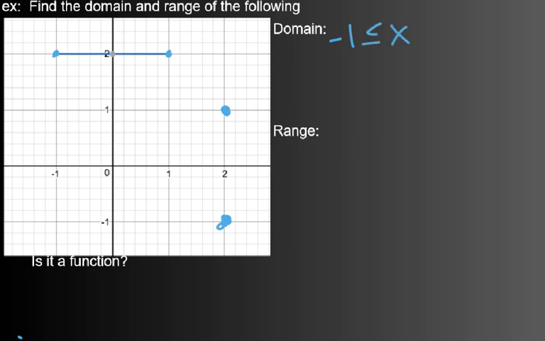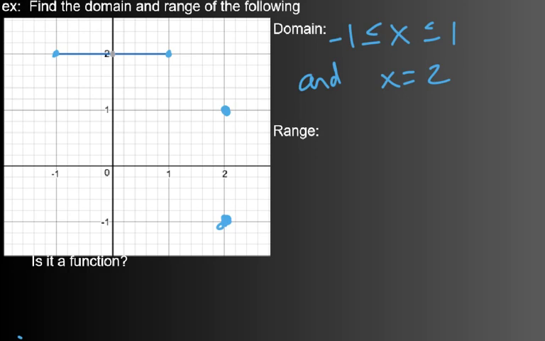-1 is less than or equal to x, which is less than or equal to 1. And then I also have x values at 2. So I'm going to just write literally in words, and x can be 2. That sums up all the x's I see. These spots show up on this line, and 2 gives me these 2 points, right? But there's no 1.5, there's no -1.5, nothing else there.